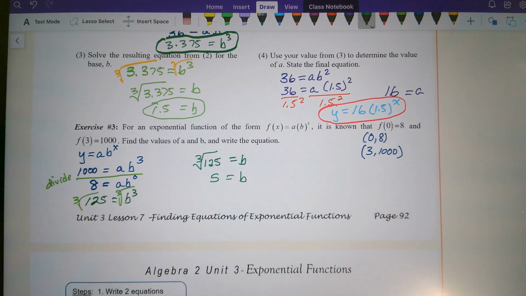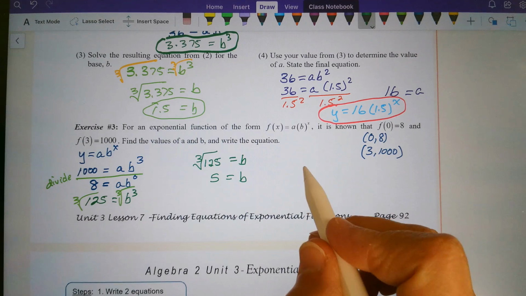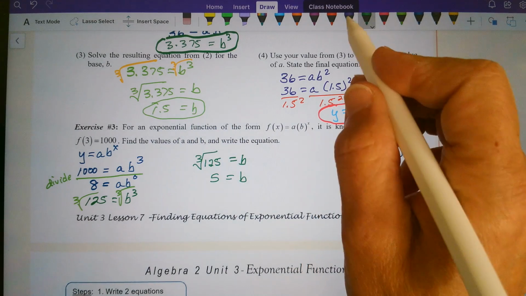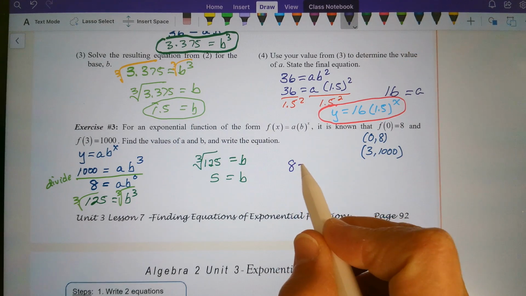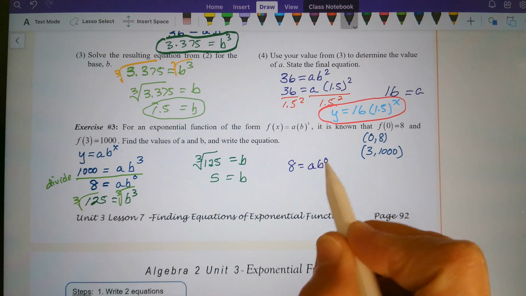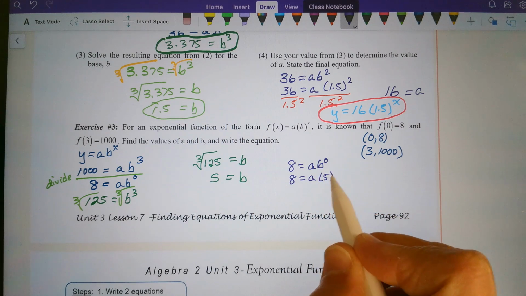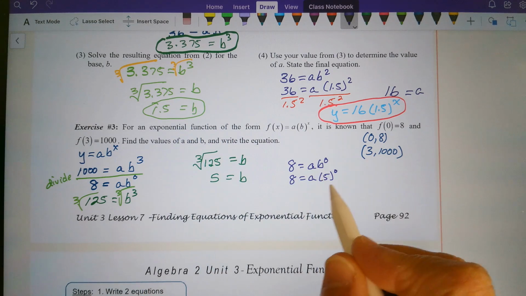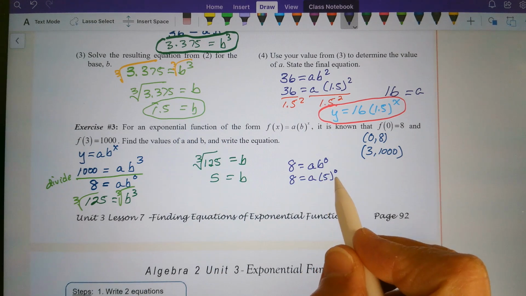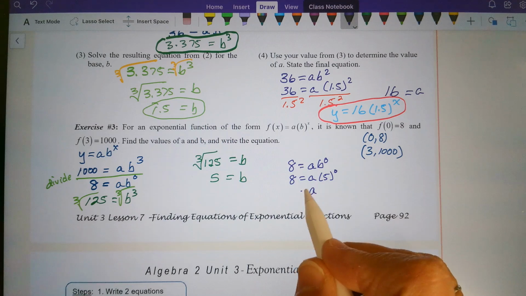What is A? Go back to one of the two originals. I'll go back to 8 equals AB to the 0. Substituting 5 for B. That's pretty easy. That's just 5 to the 0 is 1, so A equals 8.